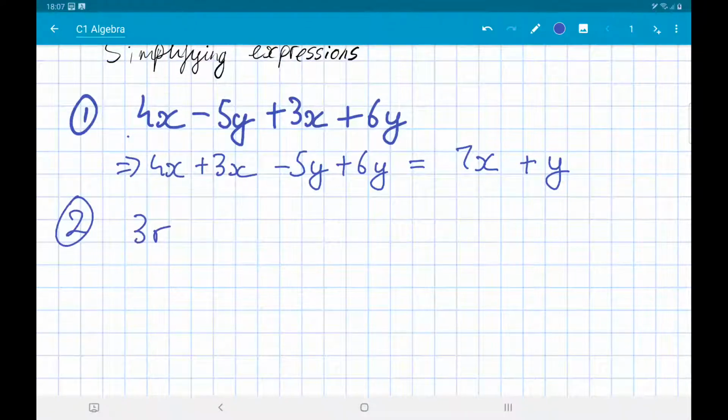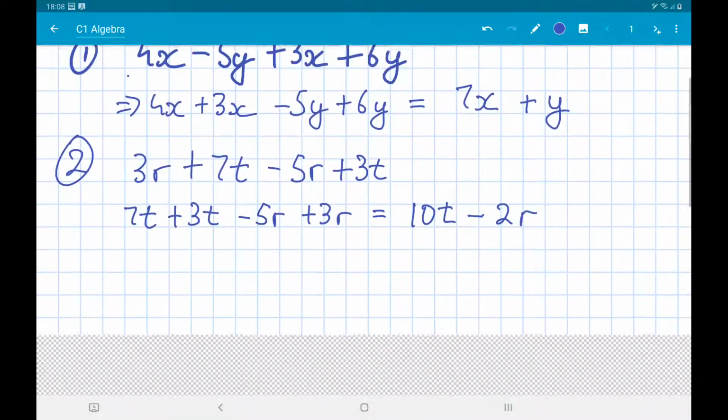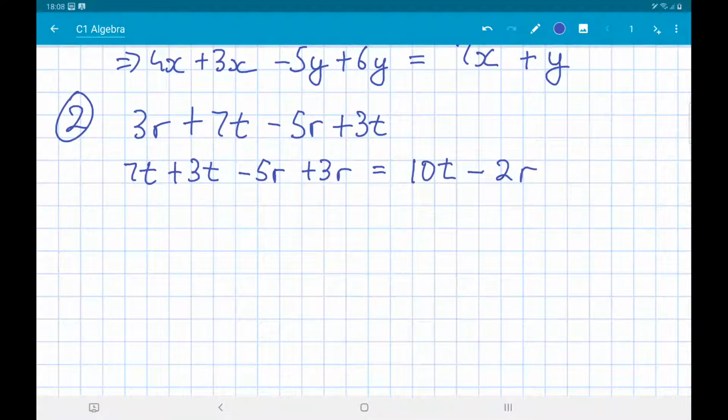3r plus 7t minus 5r plus 3t. Okay, now carrying out a similar strategy, we have 7t plus 3t, you have minus 5r plus 3r, which then equals 10t minus 2r. Simple. Everyone following through? Good.